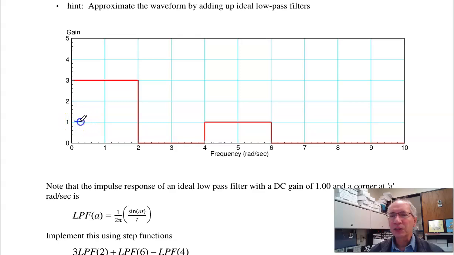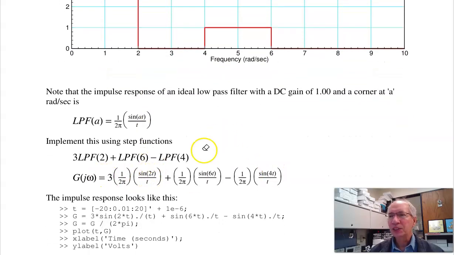Then here's another filter, gain is 1 out to 6, minus a filter with a gain of 1 out to 4, gives me this response. Added to the previous one. So here's the impulse response. It's 3 sine of 2t over t times 1 over 2 pi, plus sine of 6t over t minus sine of 4t over t, divided by 2 pi. That's the impulse response of this filter.